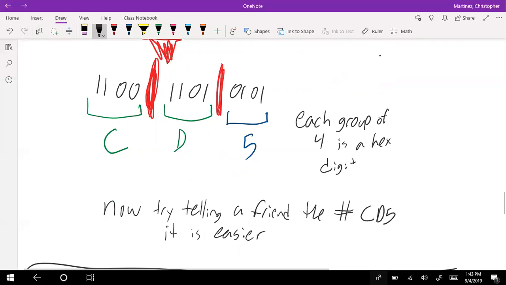Now try taking that number and using hexadecimal, repeat CD5 to a friend. You're going to see that's a lot easier. There's not going to be any chance of a mistake happening. So this is why we will want to use hexadecimal digits.